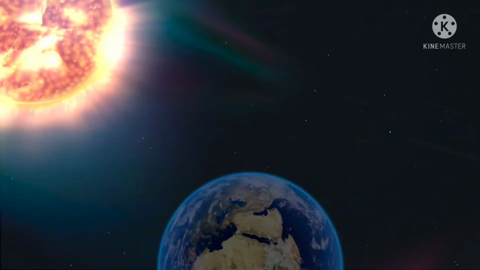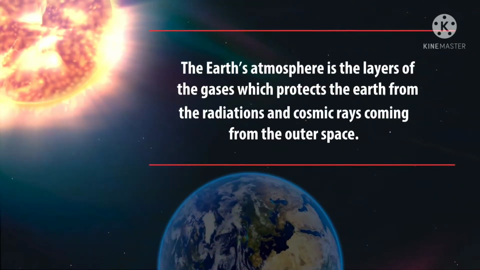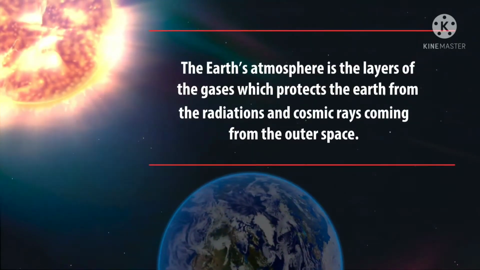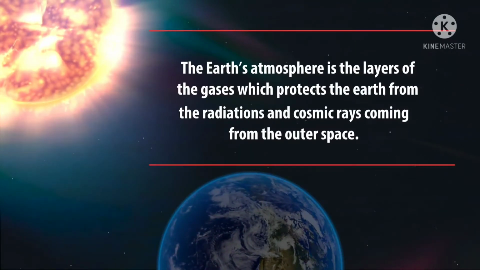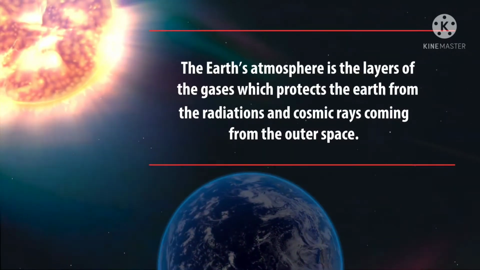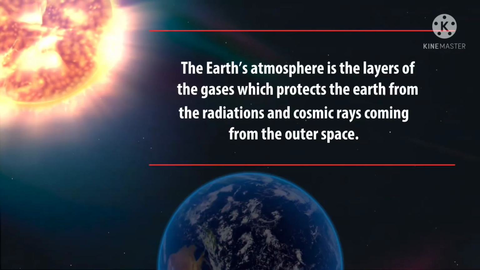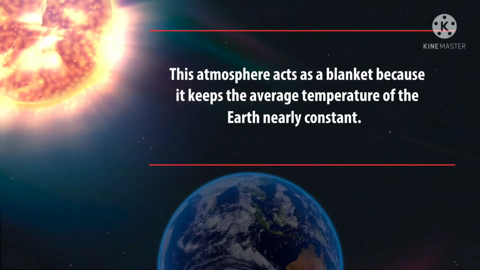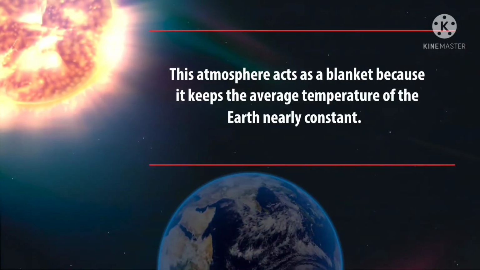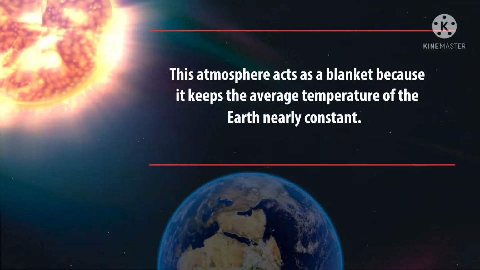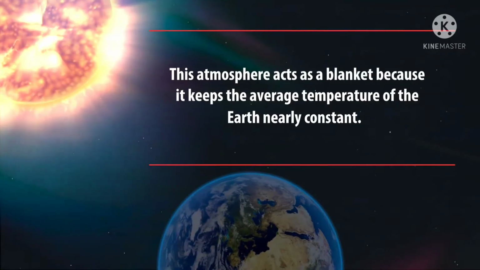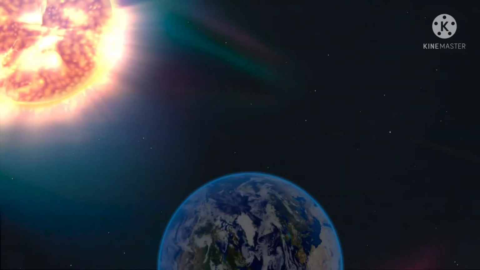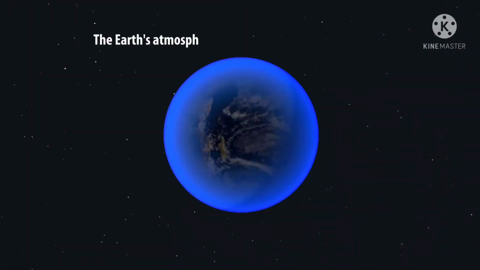Layers of the atmosphere. The Earth's atmosphere is the layer of gases which protects the Earth from the radiation and cosmic rays coming from outer space. This atmosphere acts as a blanket because it keeps the average temperature of the Earth nearly constant.